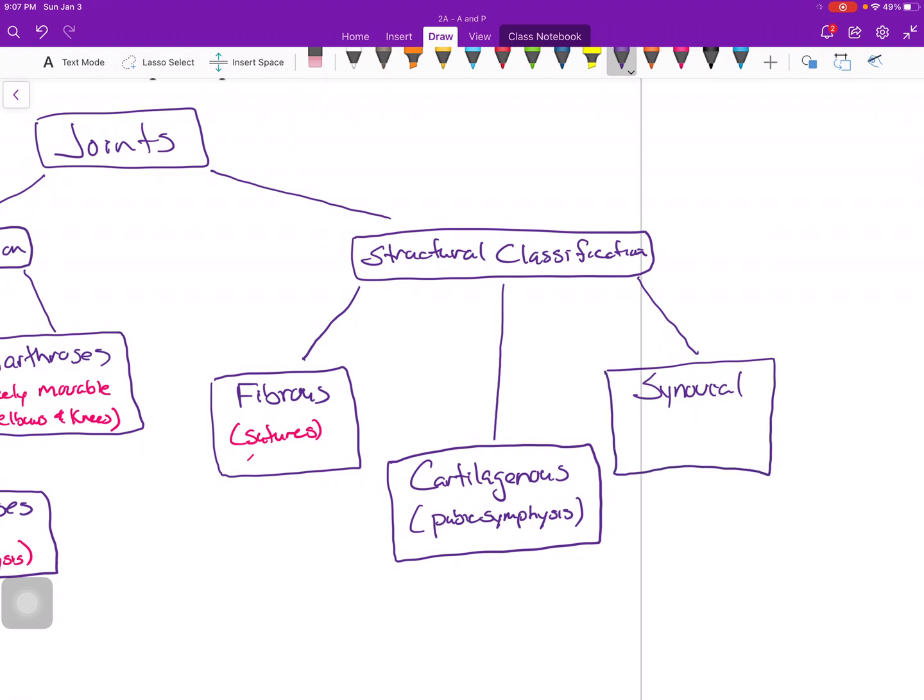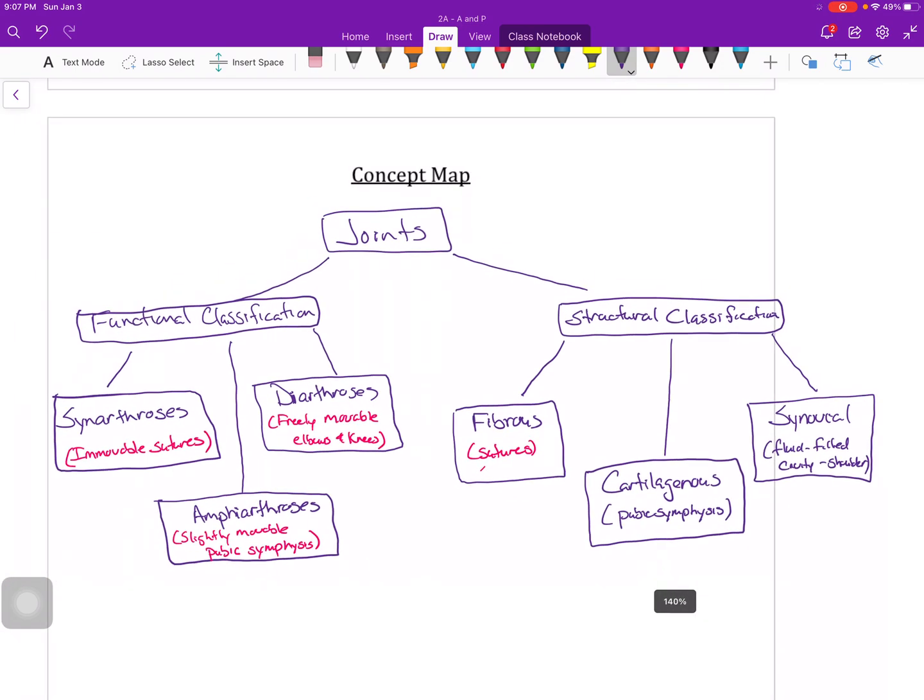And those are fluid-filled joint capsules. Well, it won't let me go to another color, so we'll just keep on doing this. Which would be a fluid-filled cavity, such as the shoulder. All right, so there is our concept map for that.